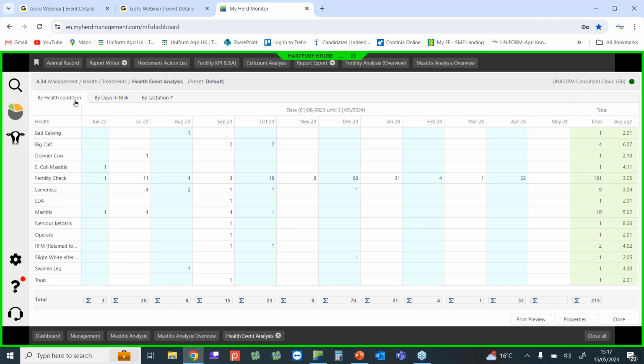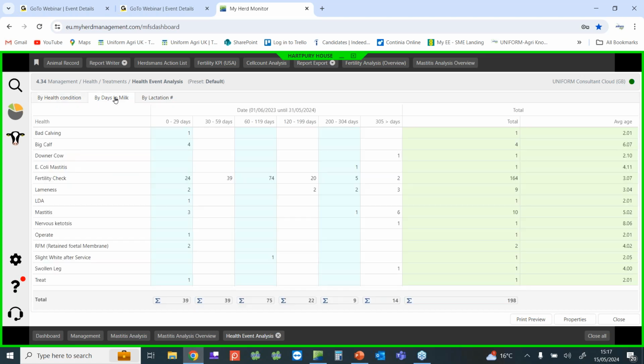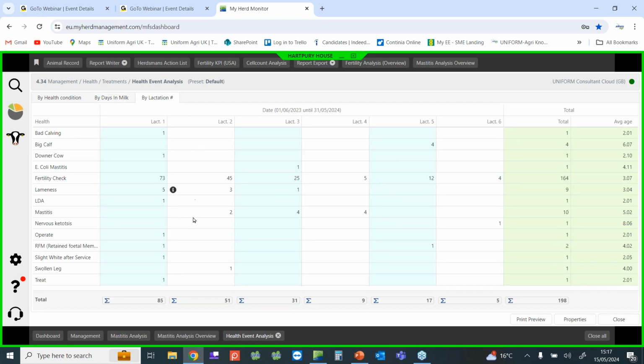So by condition over month, by days in milk as well. So have we got early lactation issues, late lactation, something or other, or by lactation number, older cows versus first lactation heifers. So there's very easy ways in which you can analyze the data quite quickly there.